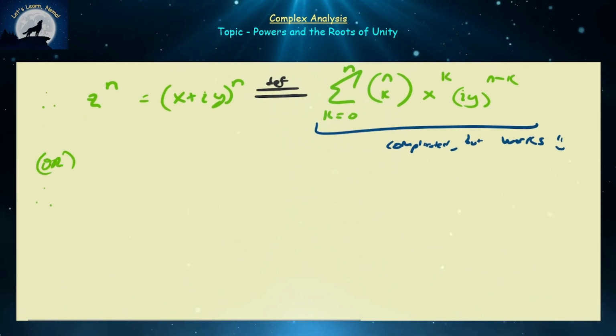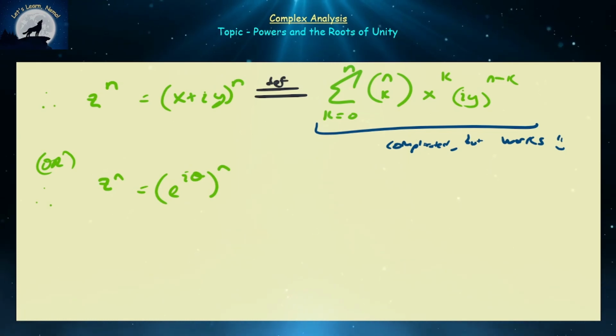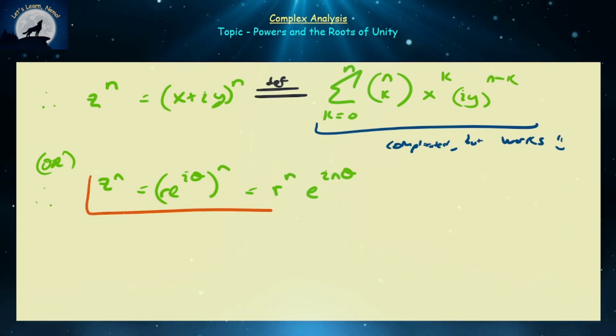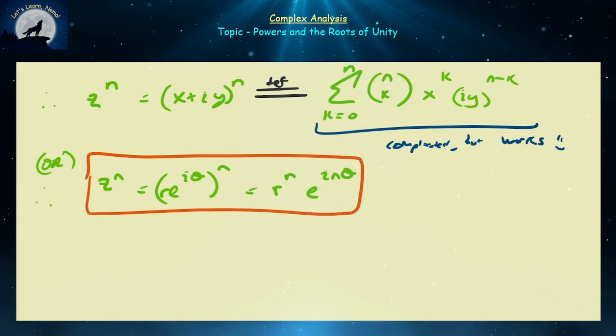So we have the alternative. If we look at the polar form, z to the n will be equal to re to the i theta, all to the power of n. So this is reminiscent of the De Moivre theorem for complex numbers. And that's going to be equal to r to the n times e to the i n theta. And you're like, oh, that actually looks nice. So this is nicer. And it's more useful as well.